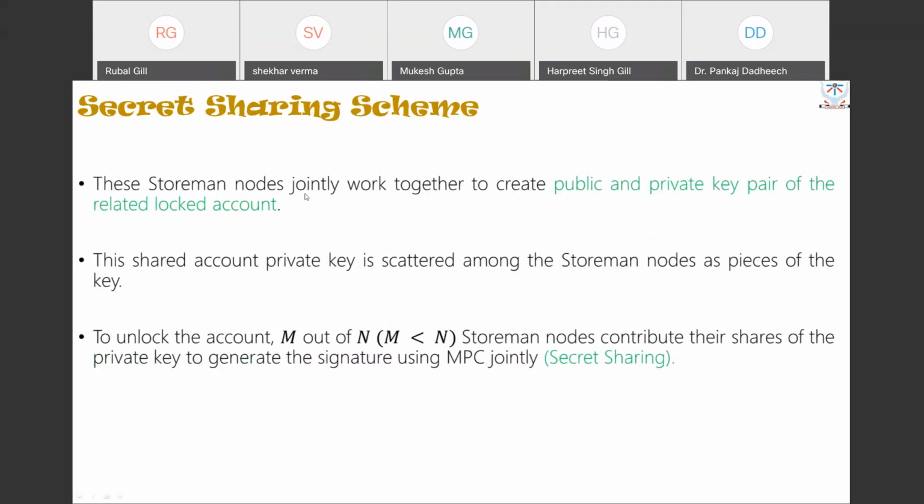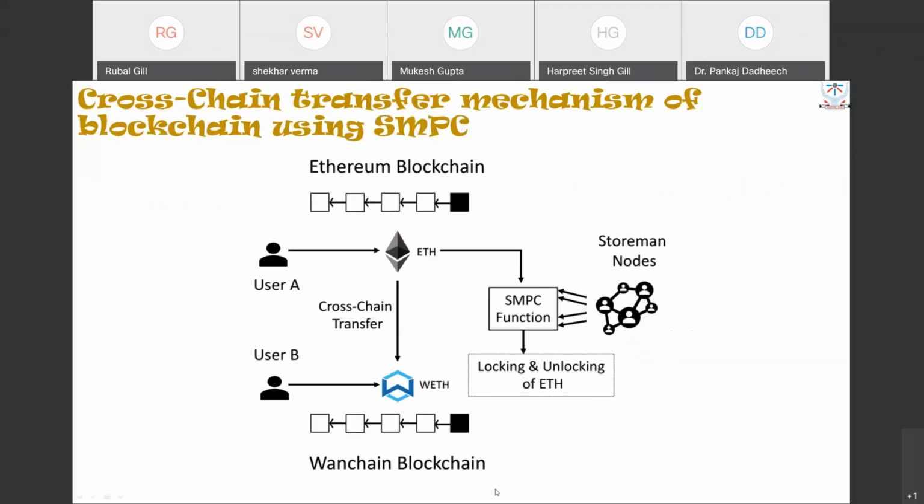So these storeman nodes use the public and private keys of the related locked account, and the private key is actually scattered among all storeman nodes. So nobody can know what the total private key is, and the private key is generated using multi-party computation with secret sharing. Okay, this is the mechanism which is used for transferring. The storeman nodes do not know the private key; they just have fragments of the private key, and by using these fragments they do the encryption and then the decryption.